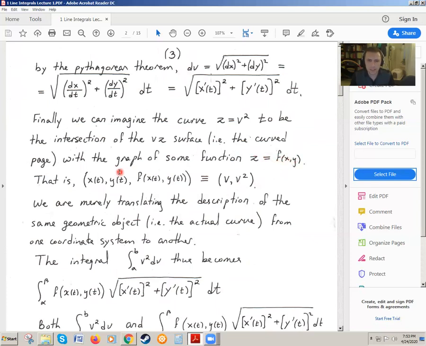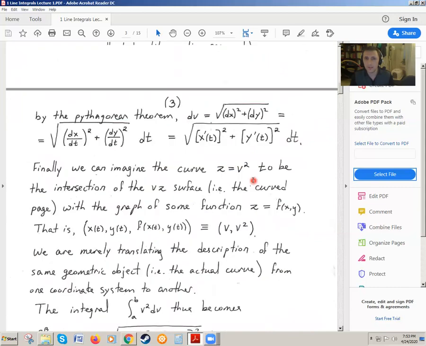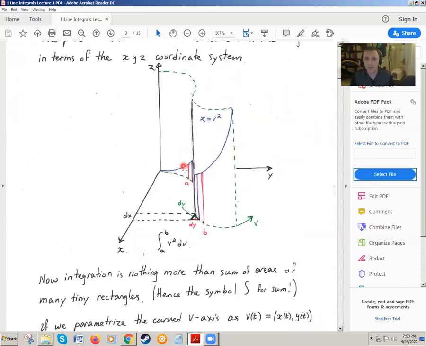What it means, in other words, is that if I walk along the parameterization, if I'm at x(t), y(t), which corresponds to a point on the v-axis, then the altitude will be a point on the blue curve. So you see, this coordinate, which involves three coordinates: the x coordinate, the y coordinate, and the z coordinate, really can also be described by two coordinates, v and v squared, the original curve.